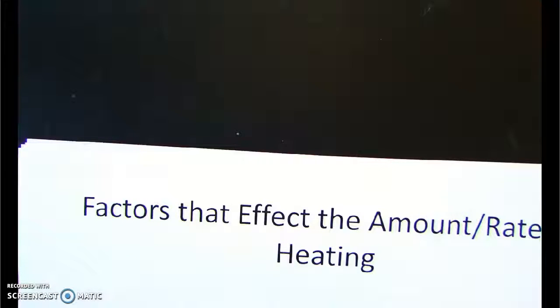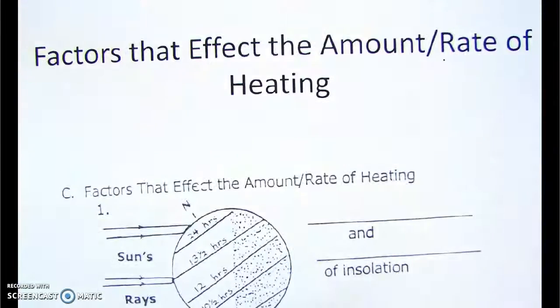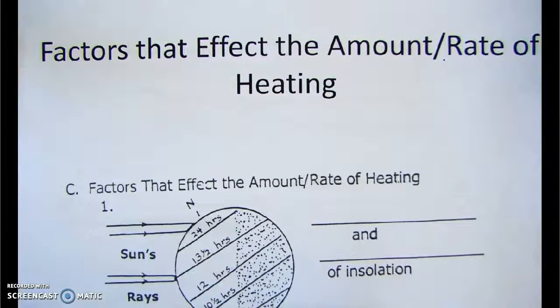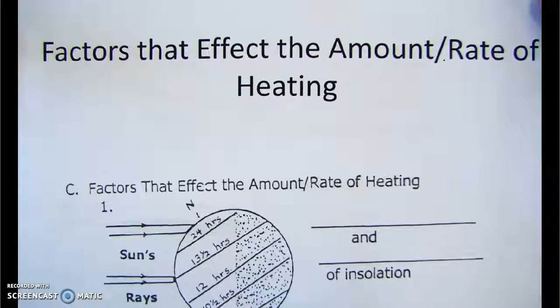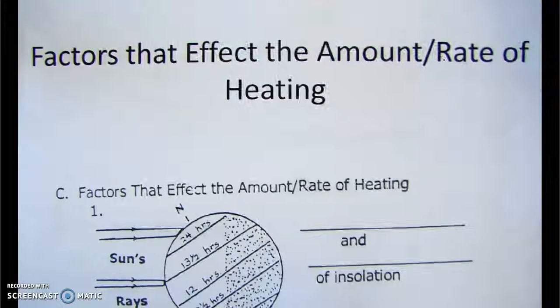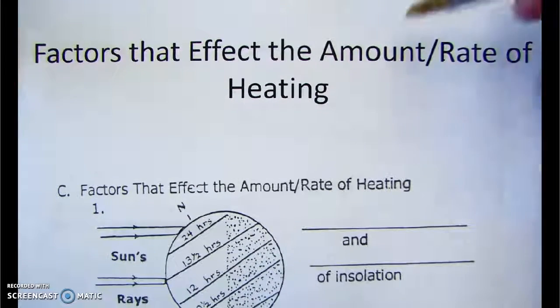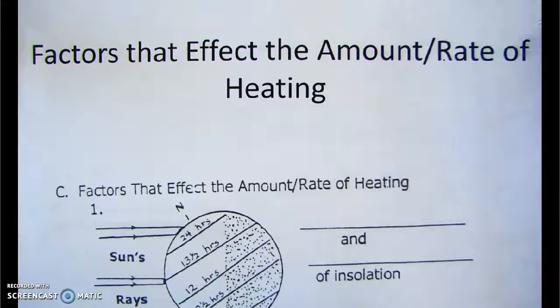Okay, let's take a look at heat some more. Heat is a very important concept in weather. And last time we were taking a look at heat transfer by conduction, convection, radiation. We talked about how conduction is probably the least important of the three methods of heat transfer. Let's take a look at factors that affect the amount or rate of heating for the Earth.